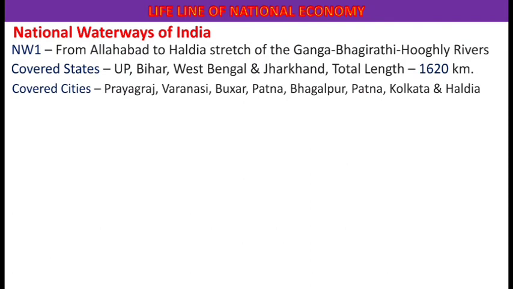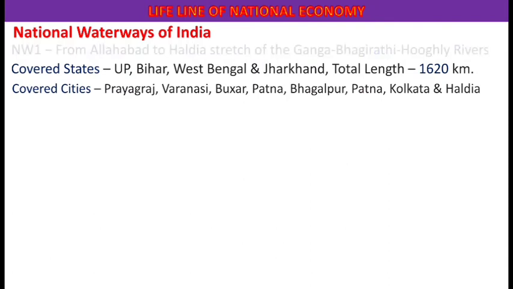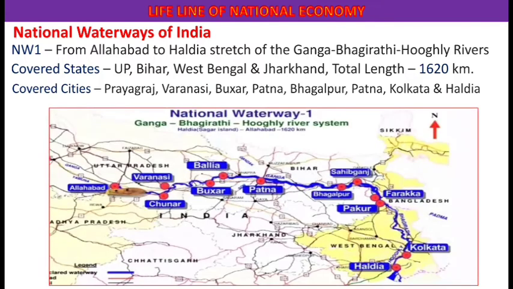National Waterway number 1. Look at the map so you can understand properly. National Waterway 1 stretches from Allahabad of Uttar Pradesh to Haldia of West Bengal. The present name of Allahabad is Prayagraj. It mainly passes through the river Ganga along with two other rivers, Bhagirathi and Hugli.